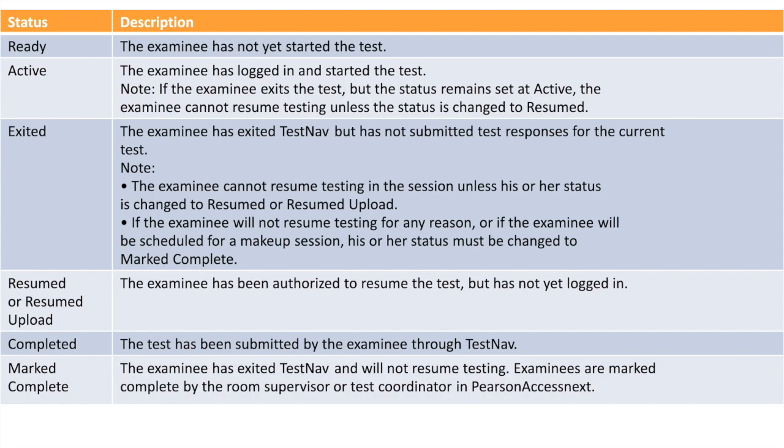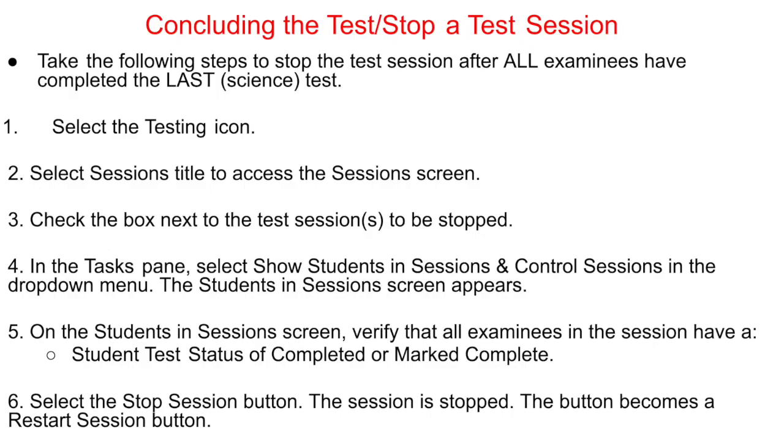Take the following steps to stop the test after all examinees have completed the last test, which is science. Do not stop a test session until all students have completed the last test. They have submitted the last test. The time is up. You're going to select the testing icon. You're going to select the session's title to access the session screen. You're going to check the box next to the test session to be stopped. In the task pane, select Show Students in Session and Control Session.